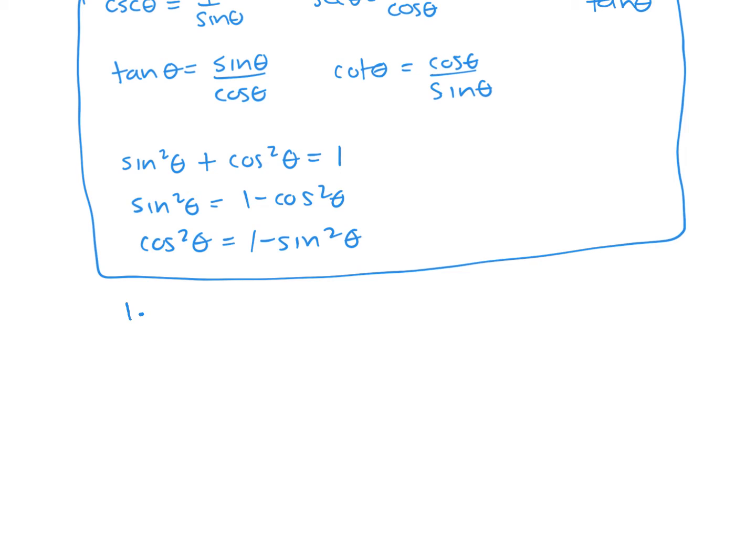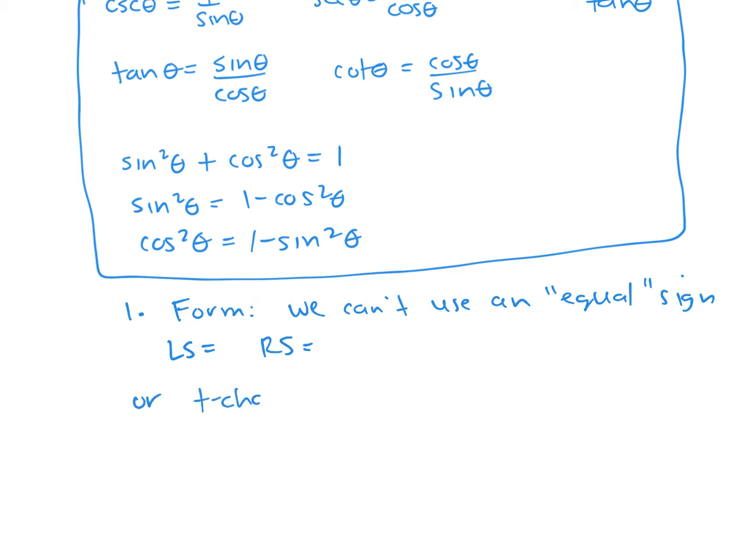So a couple of directions or suggestions for doing proofs. Number 1, form. We can't use an equal sign in between, because we haven't proved that they are true yet. So you can't say they're equal until you have proven they are equal. So sometimes we separate left side, right side, or you can use a t-chart to separate left side and right side. So we'll look at that when we do our actual proof. So form does matter. We can't say that they're equal until we've proven they're equal. So we're going to keep the left side and the right side separate.